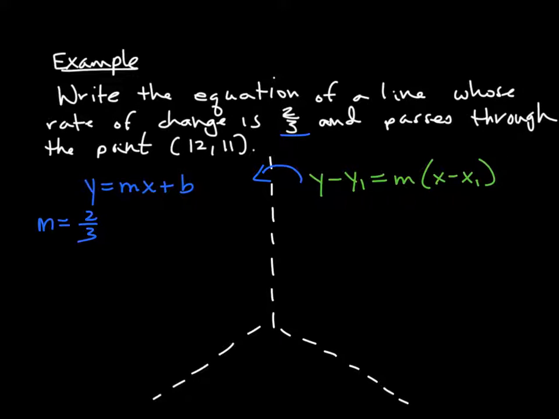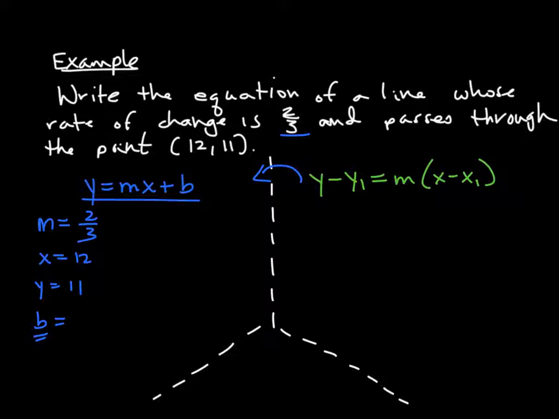Points come in the form of coordinate pairs, x comma y. So right now I know that x equals 12 and y equals 11. This is important because the original equation y equals mx plus b has 4 variables in it, yet I only have 3, which is what I need, because this problem requires you to solve for b, and once you have solved for b, you will have your equation for your line.